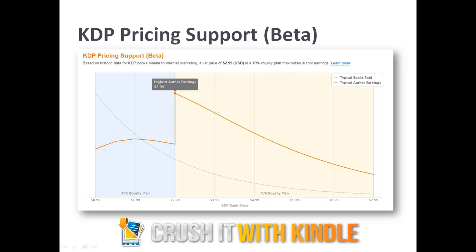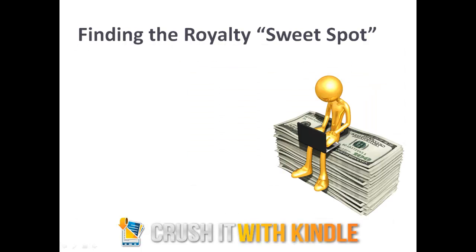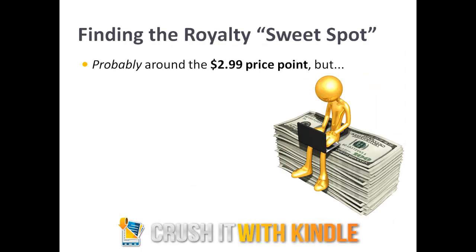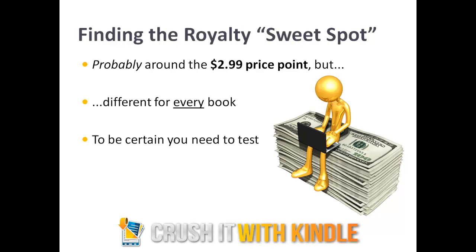Now, the reason for that is that the Bargain Booksie sales data is skewed by the fact that they actually offer significantly fewer books at $3.99 and above. So when it comes to higher price points, the Bargain Booksie sales data does exaggerate things slightly, but even so, there is still a clear and steady drop-off. So when it comes to finding the royalty sweet spot, it's probably around the $2.99 price point. That's the point at which you hit the 70% royalty bracket. But it's different for every book. And so to be certain, you need to test. And we'll look at how in video 2.